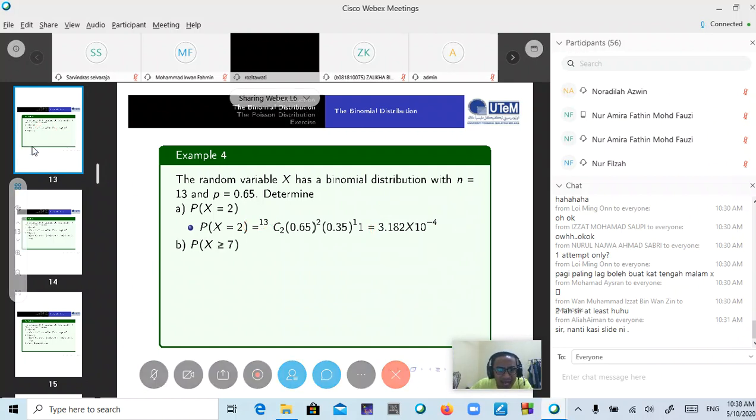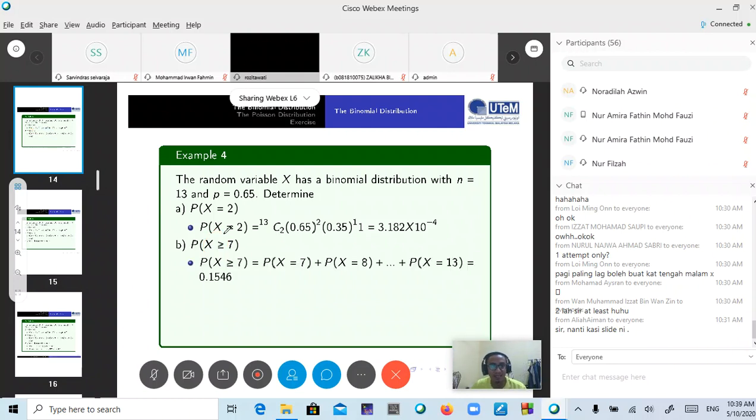Probability of X greater than or equal to 7. Since you want to find the probability of X greater than or equal to 7, you must find the probability of X equal to 7, X equal to 8, until X equal to 13, because your number of trials is 13. So you have to calculate all of these, starting from 7, 8, 9, 10 up to 13. Using the same formula, you can get 0.1546.